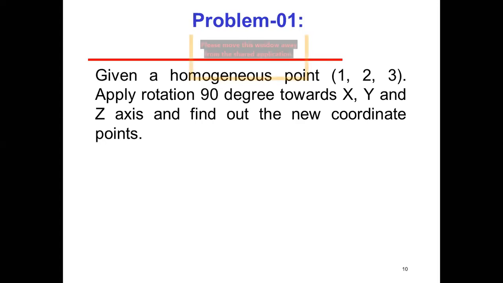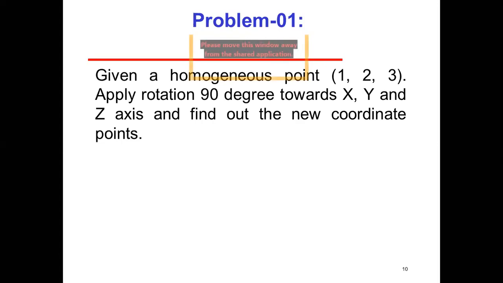Here it is given a homogeneous point 1 2 3. So the initial point is available: 1 2 3. Apply a rotation of 90 degrees towards the x, y and z axes, and find the new coordinate points. So here we have the points and we have the rotation angle. Now we can calculate the value of the new points. Okay, new coordinates we can calculate.